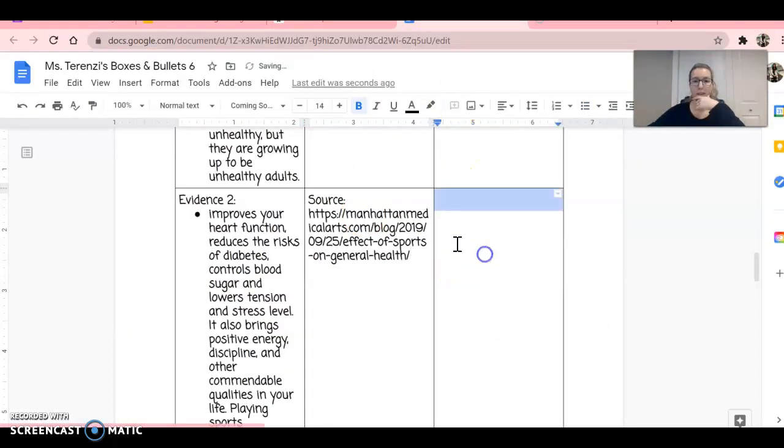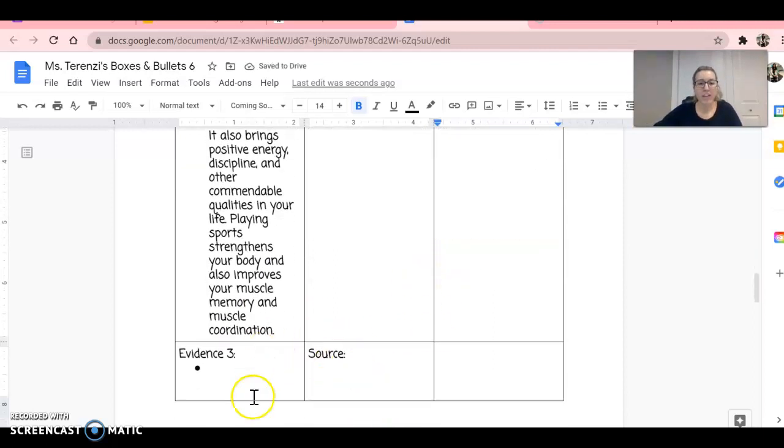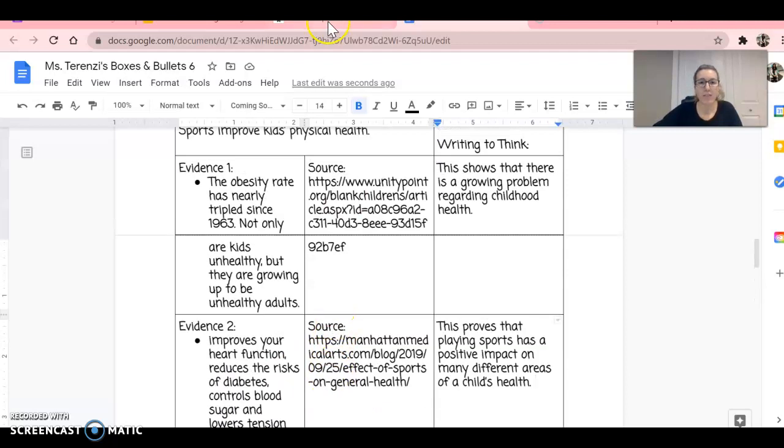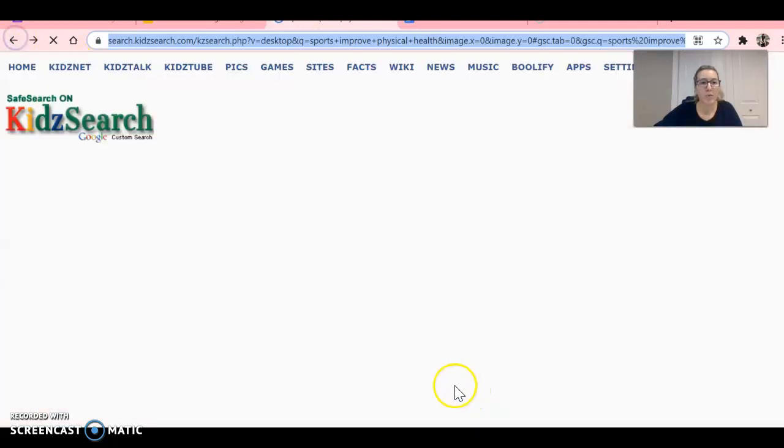Okay. And writing to think. This proves that playing sports has a positive impact on many different areas of a child's health. So now I'm going to go in and find a third piece of evidence that supports this reasoning as well. So I need to find another piece of evidence that shows that playing sports improves health.